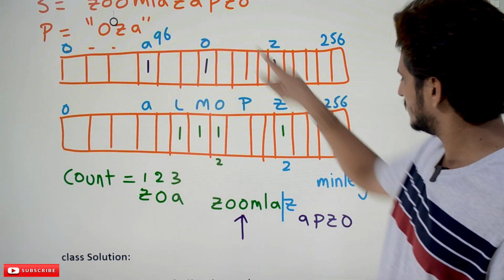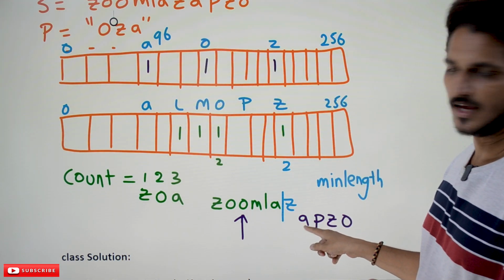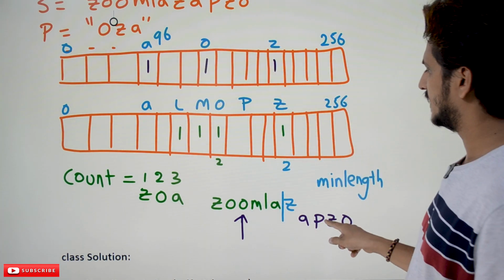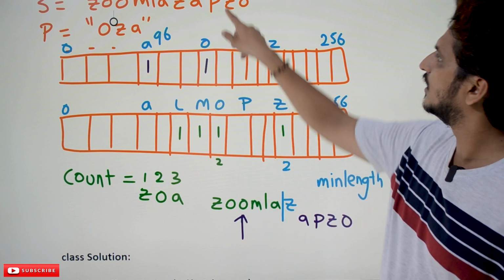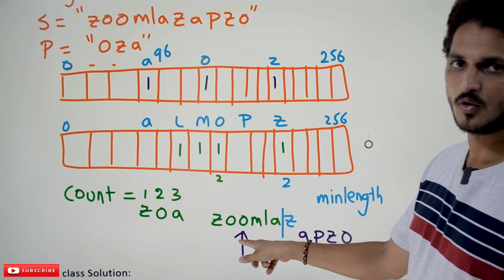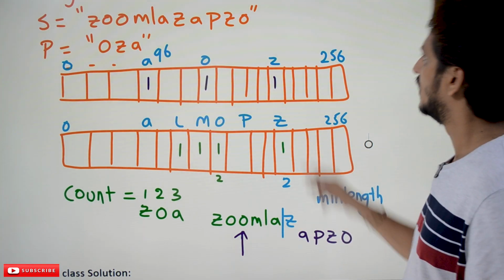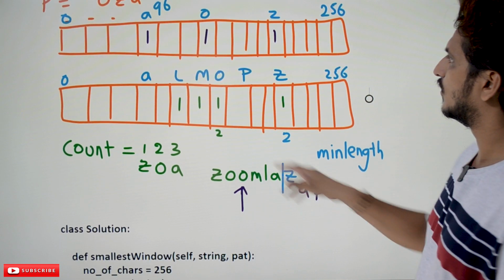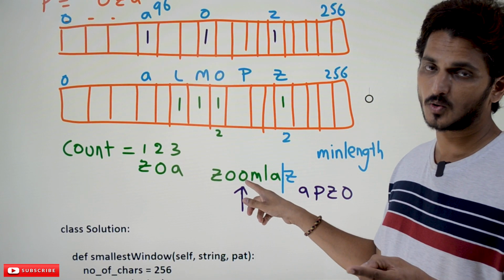What is the next character? A. After adding A, is it possible to remove O? No. After adding P, is it possible to remove O? No. After adding Z, is it possible to remove O? No, because we have only one O. After adding O, is it possible to remove O? Yes, it is possible to remove O.